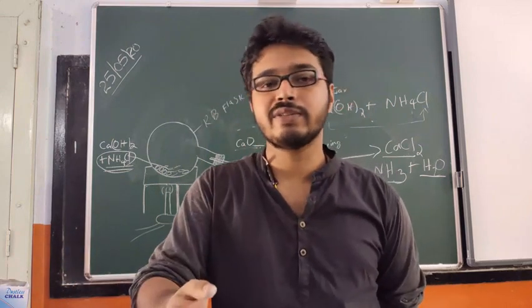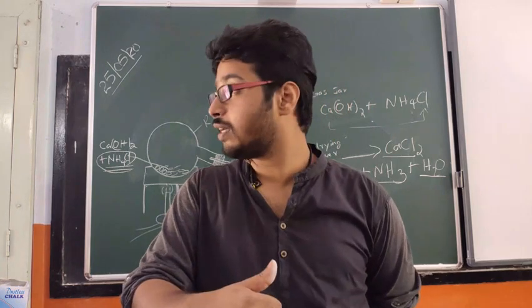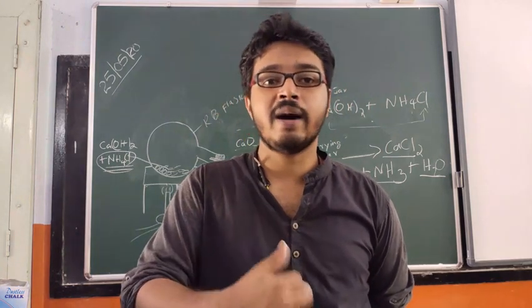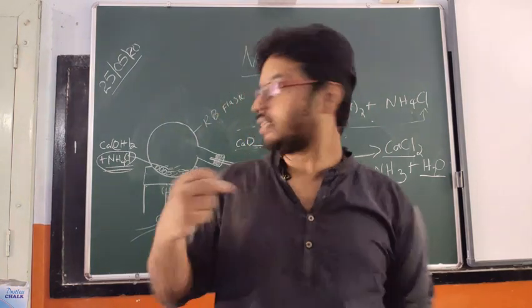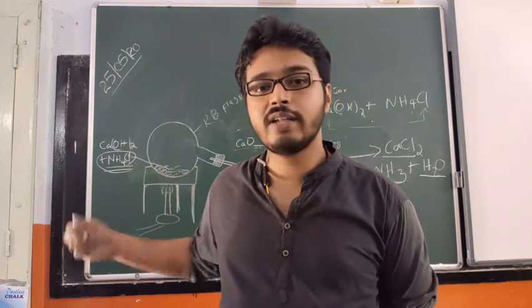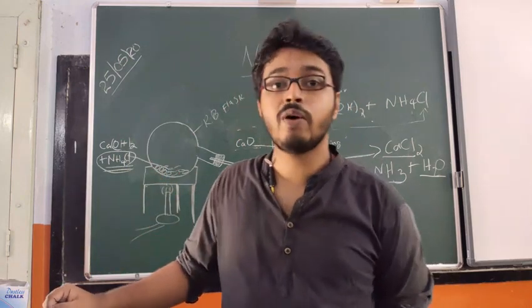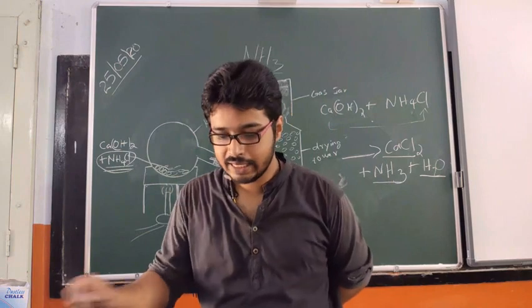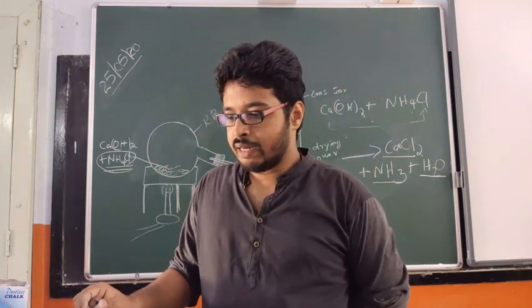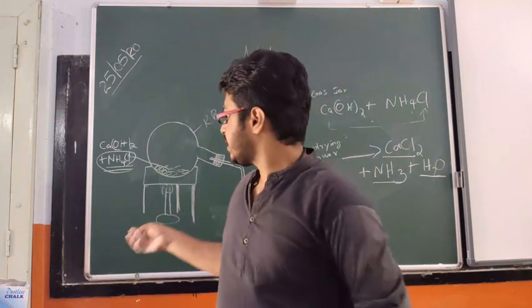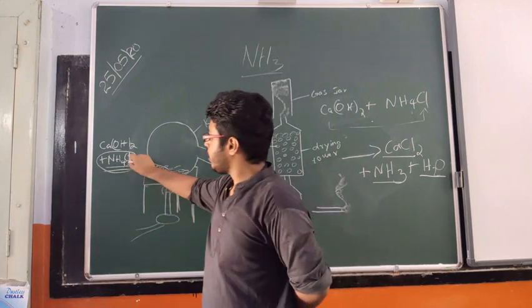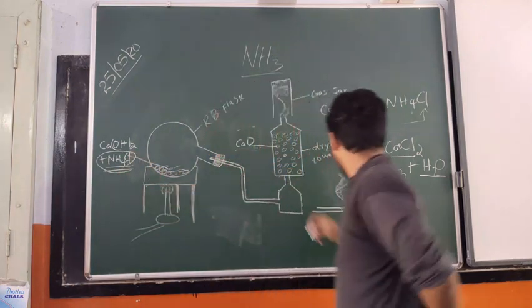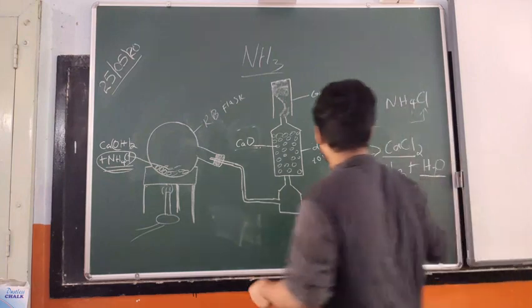Still, if we use NaOH or KOH, we are supposed to get the ammonia gas. But calcium hydroxide is more preferred over NaOH and KOH. Now, other than that, there are some other options for ammonium chloride. I'll write it down here.